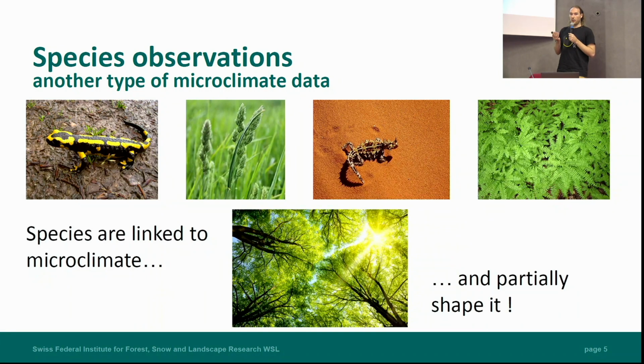For some species, some links are very strong with microclimate, for example, with trees and forest. The tree is shading the forest, and so the understory temperature is really different from the canopy temperature and things like that. So by selecting some species, we can probably get some very useful information about microclimate conditions.